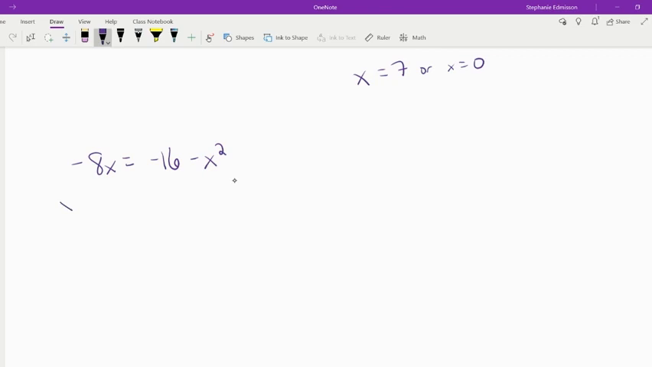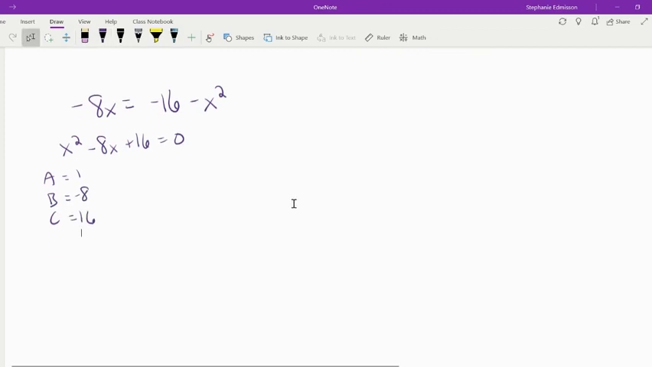So I get x squared. This is staying on its original side, minus 8x. I pulled that one over, so that's plus 16 equals 0. A, B, C. A equals 1, B equals negative 8, and C equals 16. Okay, quadratic formula is x equals negative b plus or minus square root b squared minus 4ac all over 2a.